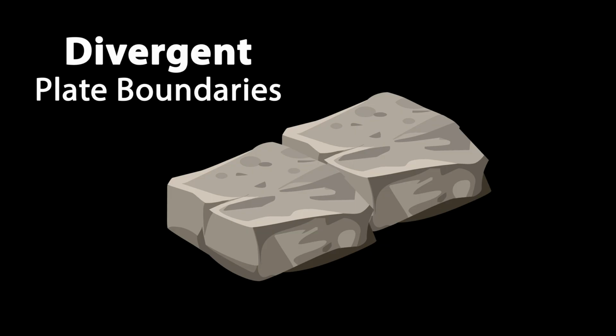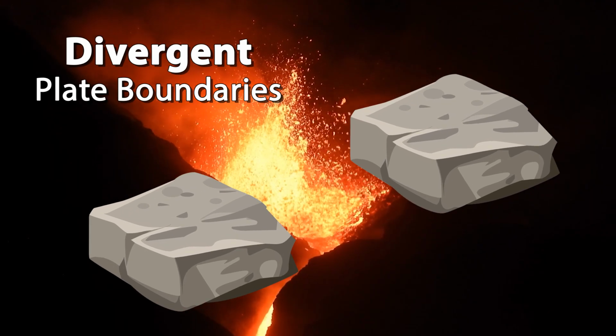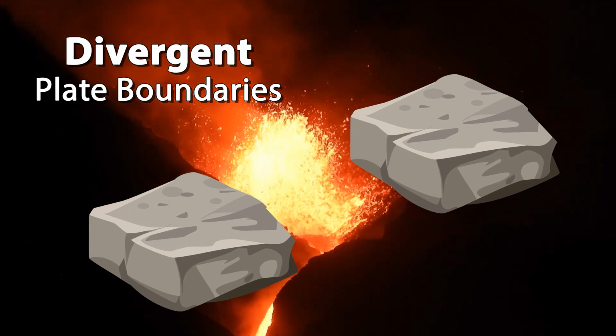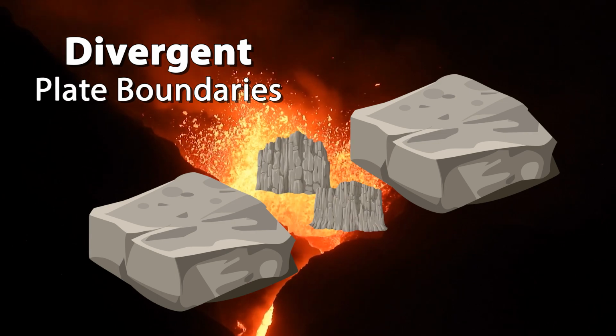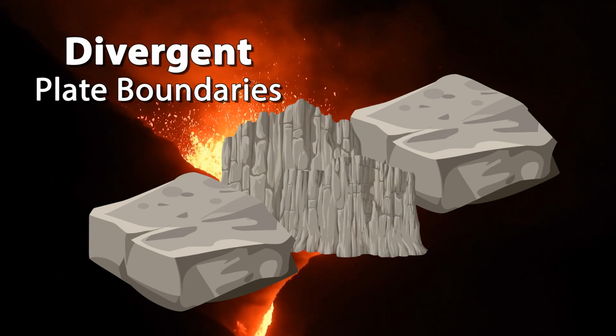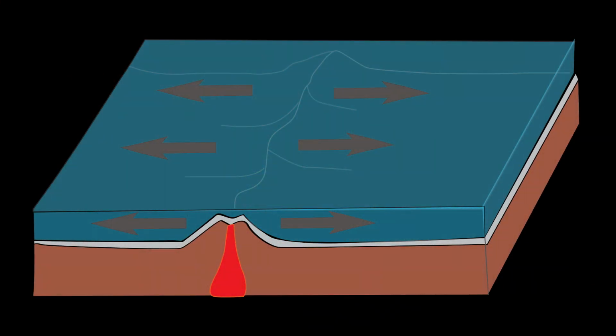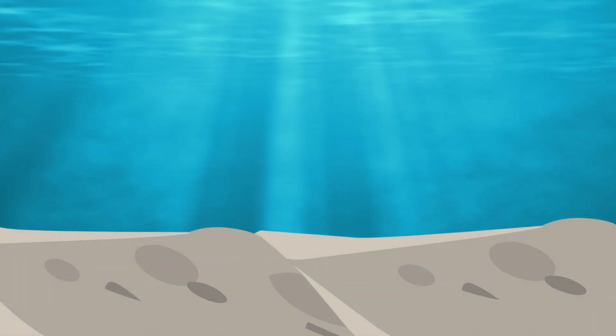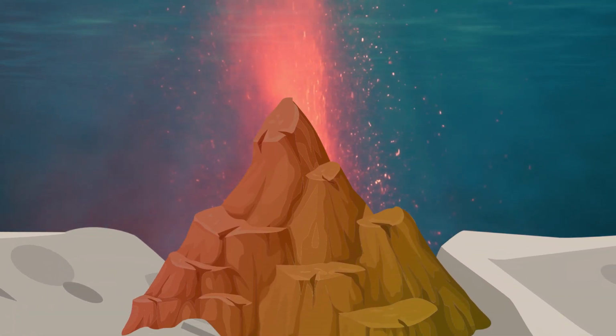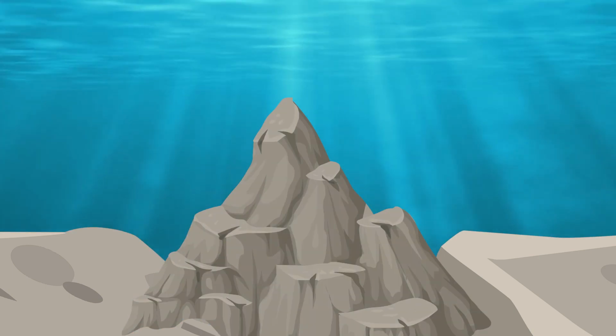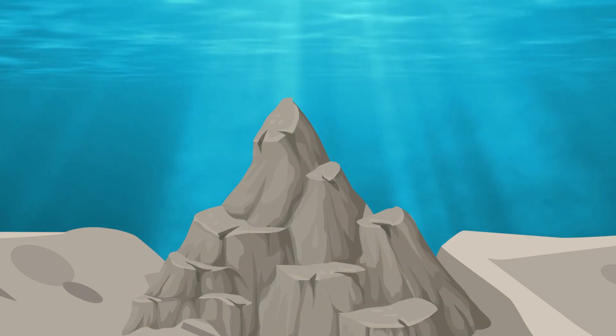Divergent plate boundaries are when two plates move apart from each other. Molten magma then fills in the spaces, creating new crust. We can see this occurring along mid-ocean ridges. These are mountain ranges that rise from the ocean floor when bubbled up magma is cooled by frigid seawater.